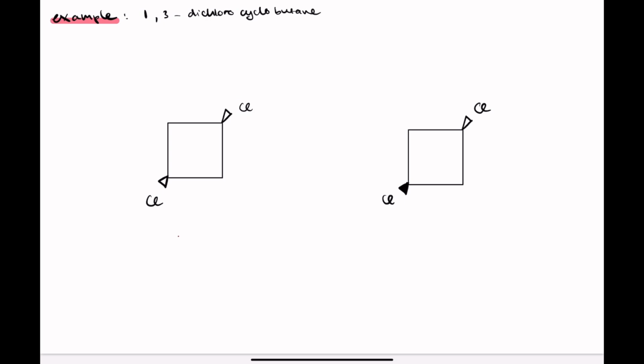So this is going to be our cis isomer. Again, cis, same. And here they're going into opposite planes. So this one is going, for example, back. This one is going front. And here we're going to have a trans isomer.